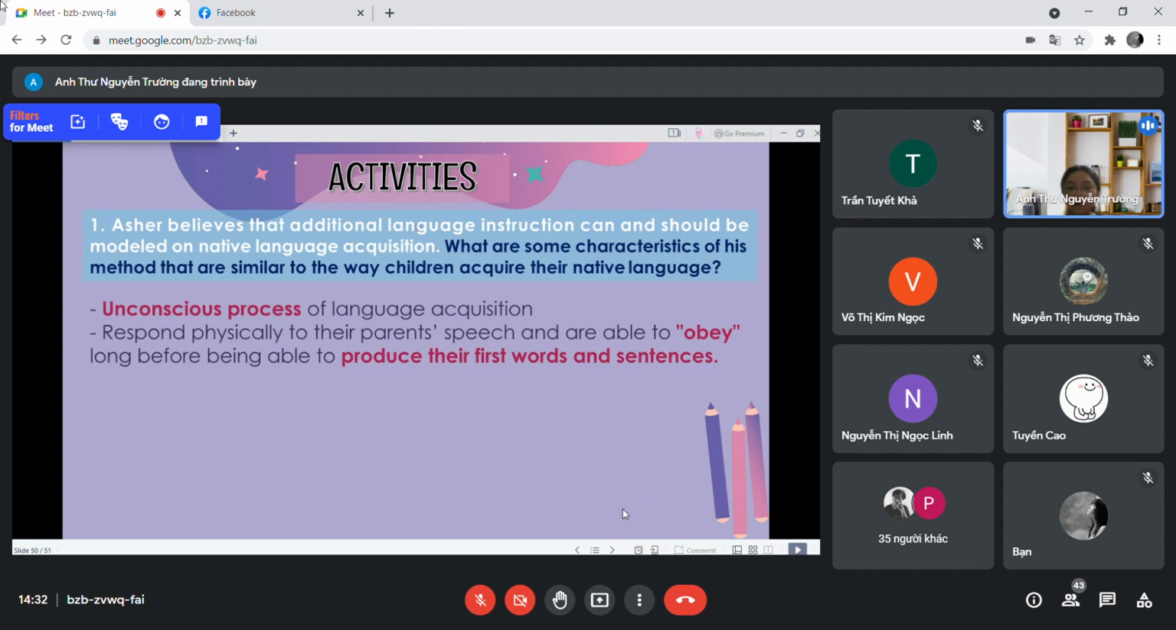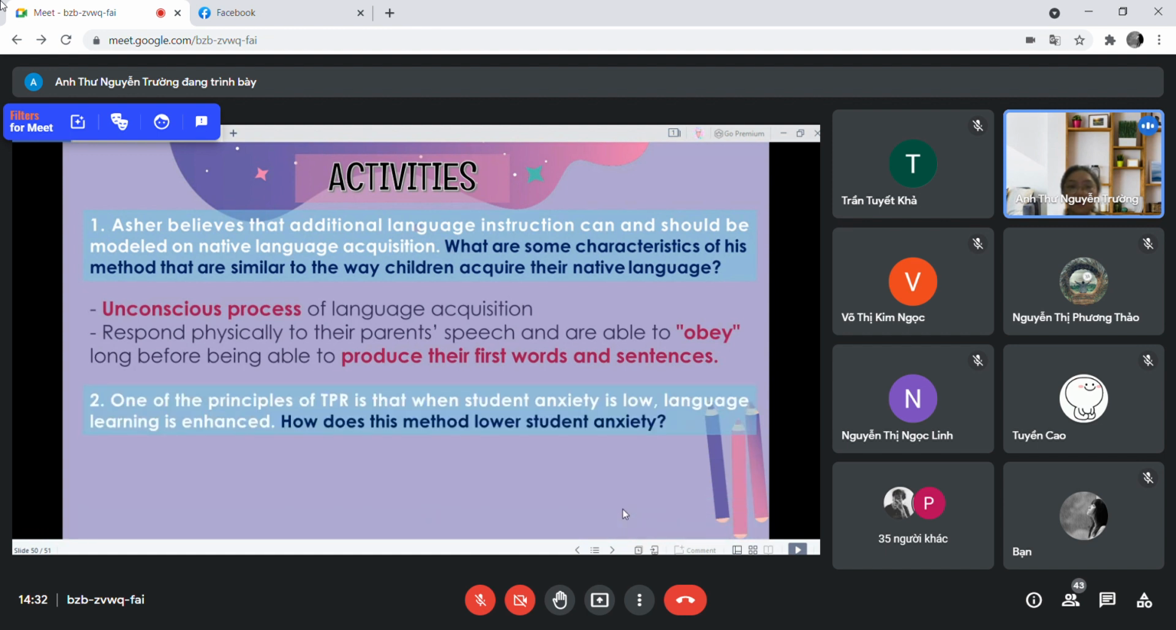And the second question is, one of the principles of TPR is that when student anxiety is low, language learning is enhanced. How does this method lower student anxiety? Can anyone answer? I think it makes learning enjoyable with humorous actions. Yes, your answer is correct. Thank you.